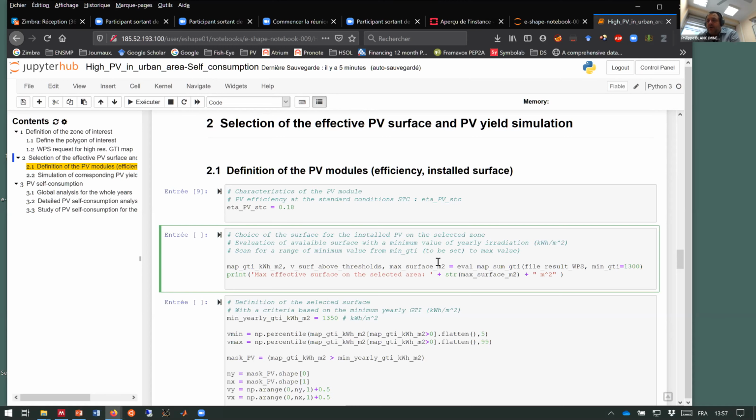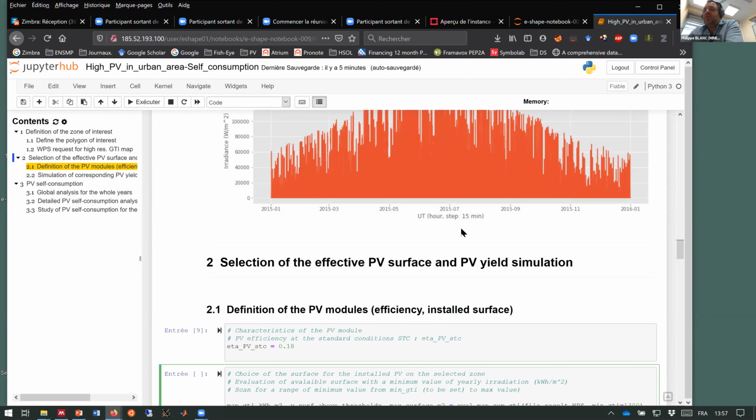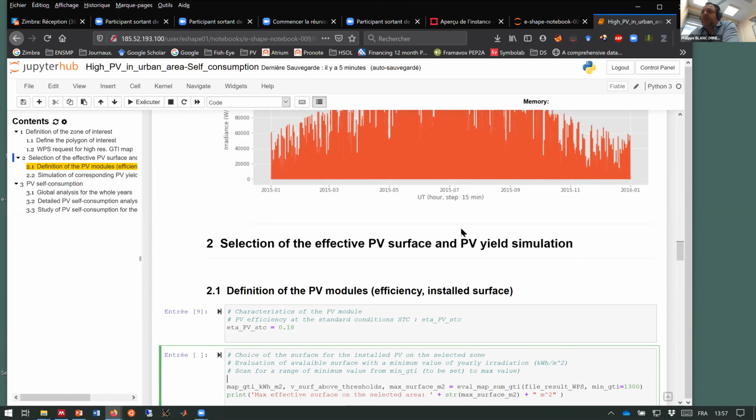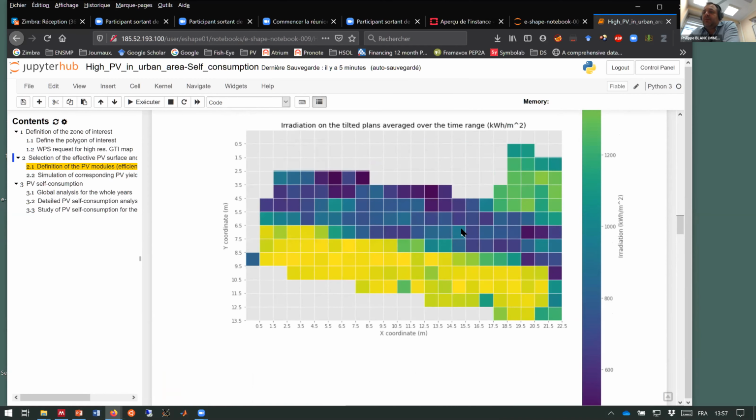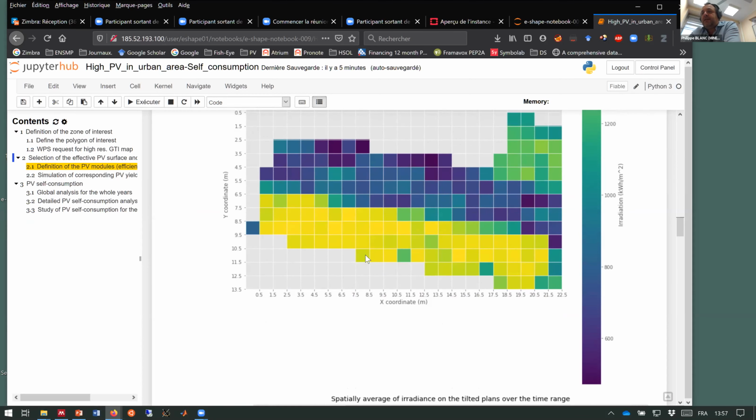Okay, so what I have in mind is, there are many ways to select my square meter where I want to put my PV system. A very simple way to do that is saying that I will select a square meter for which I have a certain level of yearly irradiation. Okay, it's rational to do that.